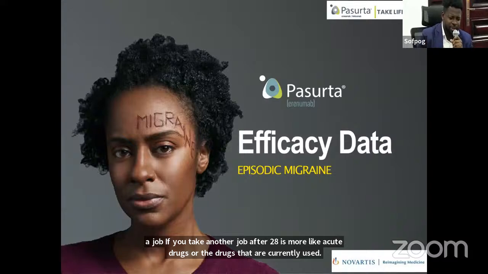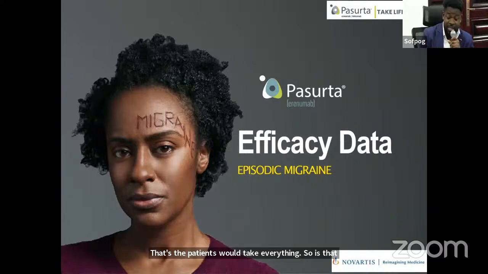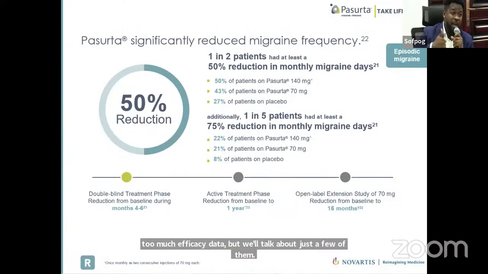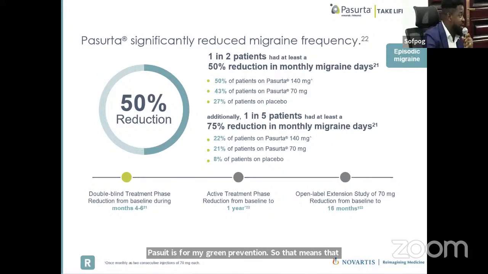So is there data to support its efficacy? The answer is yes. There's so much efficacy data, but we'll talk about just a few of them. Pasuta is for migraine prevention. So that means when you have diagnosed a patient with either episodic migraine or chronic migraine, that's any patient who has more than 4 migraine days a month, and you want to initiate Pasuta, then you want to reduce the number of migraine days the patient has every month.